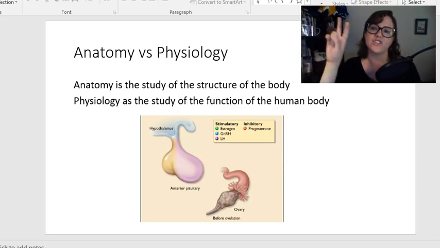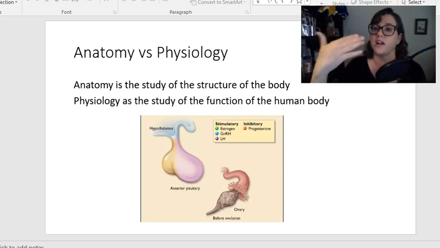but it does look at two major functions in human biology: the anatomy of the human body, so the structure of the body as a whole and as the individual parts of the body, and then the physiology of the human body, or how the human body functions.